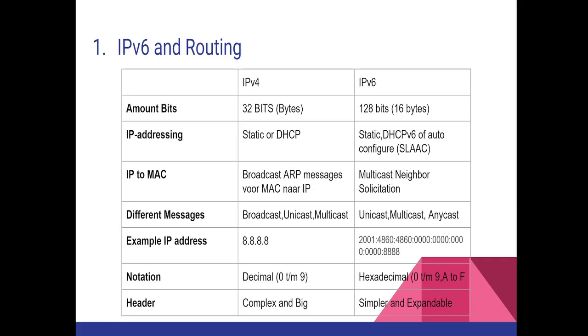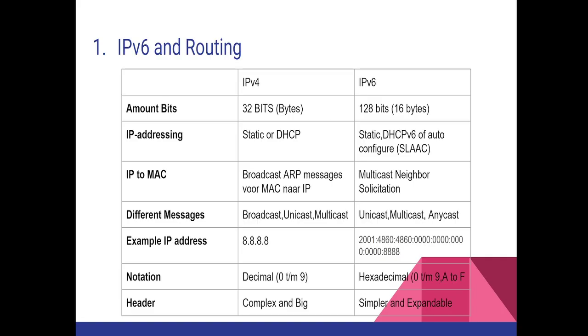So let's talk about these differences. On the left side we have IPv4, and on the right side we have IPv6. As we know, IPv4 has 32 bits or 4 bytes, that's 32 divided by 8, but at least that's the amount of bits IPv4 has. If you compare that to IPv6, it's 128 bits or 16 bytes. So that's a huge difference. That makes it so much easier for us to assign more IP addresses.